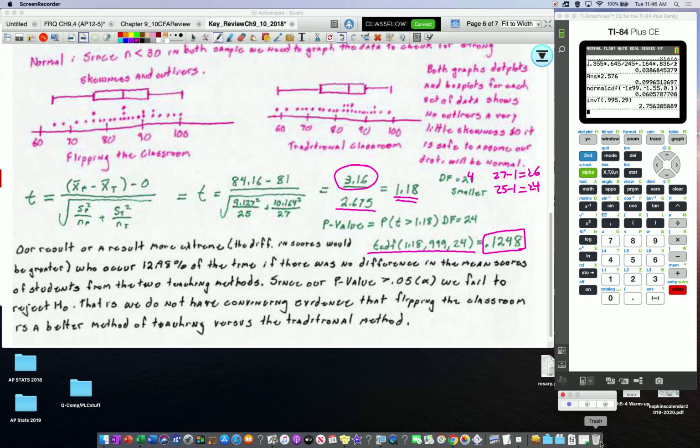So just to go over the conclusion again, here's our p-value, 0.1248. So basically that's the probability that our result, or one more extreme, okay, that this difference would even be bigger, if there was no difference between the scores in the first place. So this is happening 12.48% of the time. So since our p-value is greater than alpha, we fail to reject the null hypothesis. That is, we do not have statistical evidence that flipping the classroom is a better method of teaching than that of our traditional method.